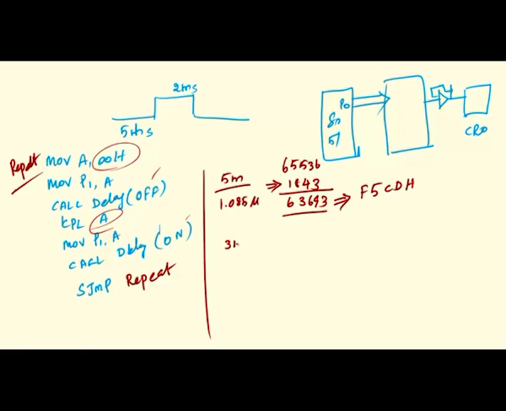For 2 milliseconds the same thing you have to use, 2 milliseconds divided by 1.085 microseconds. After calculating, I get the value 4608. Okay. So, this value is also subtracted from 65536, the difference is 60928. Okay. This 60928, I will do the process of how to convert into hexadecimal for this 2 milliseconds.